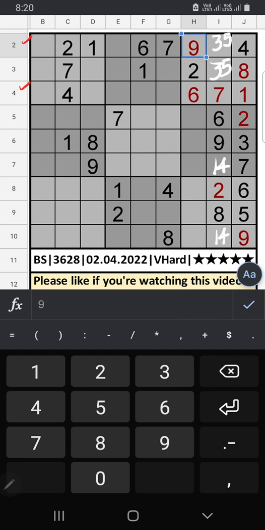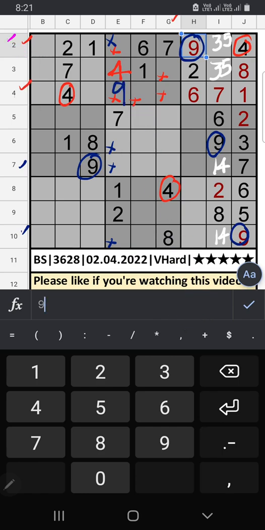Second row and fourth row and column G we have 4. So 4 can't come in these cells. Then 4 is confirmed here. 10th row and 7th row and 6th row and 7th row we have 9. So 9 can't come in these cells. Then 9 is confirmed here.